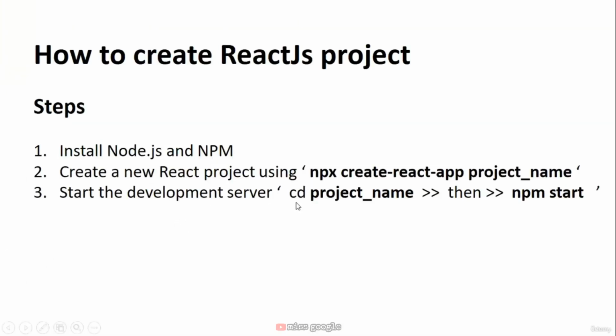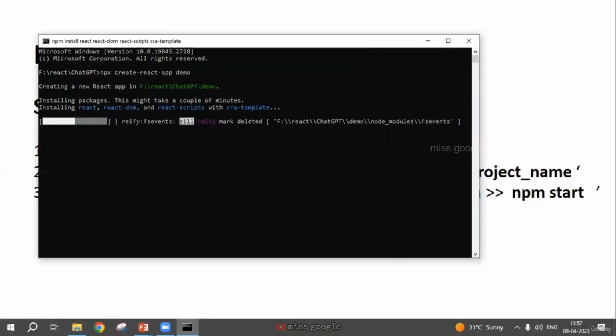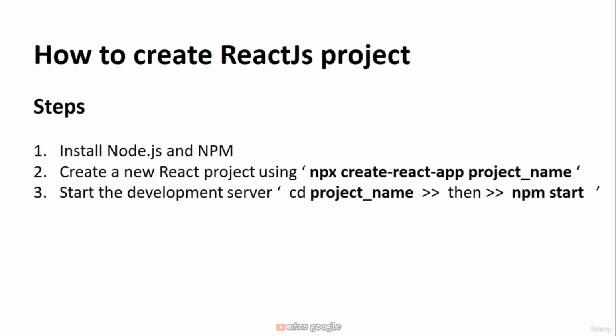After this, you have to do one more step, which is starting the development server. To start your development server, you have to move into that particular directory, the project which you have given. Using cd, then the project name, hit enter and write npm start. We are going to see everything about how to run the React project. Here it is taking some time because it is installing some libraries which are required to run a React application.